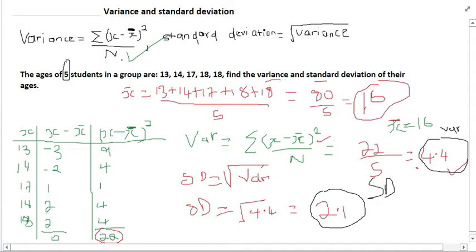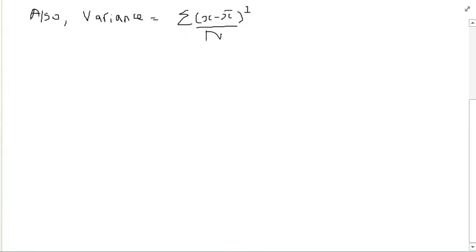But in a situation whereby, let's say these 5 students are selected from a class of, let's say, 50 students, then in this case we are not going to divide by N. In this case, we'll make the formula n minus 1 instead of dividing by N. Okay, so that is another way the formula can come, with capital letter N.